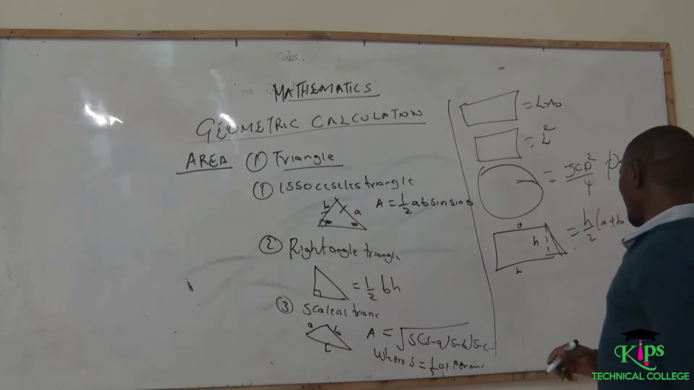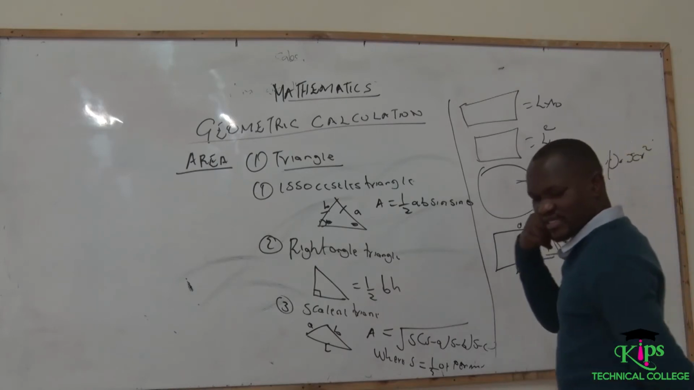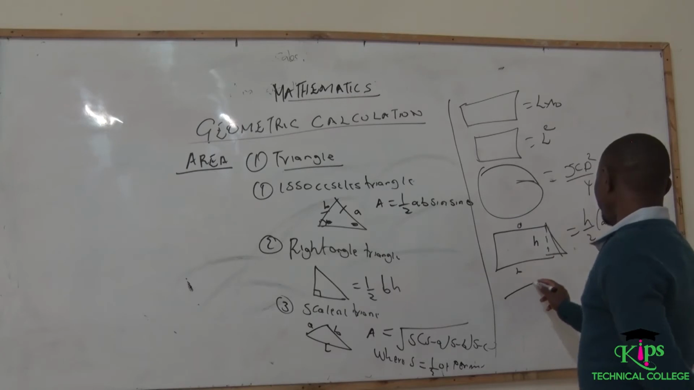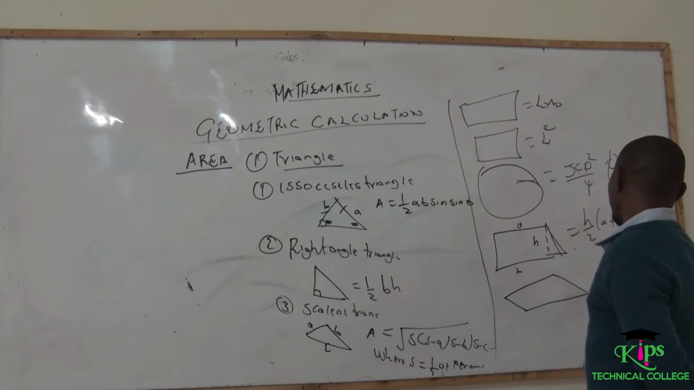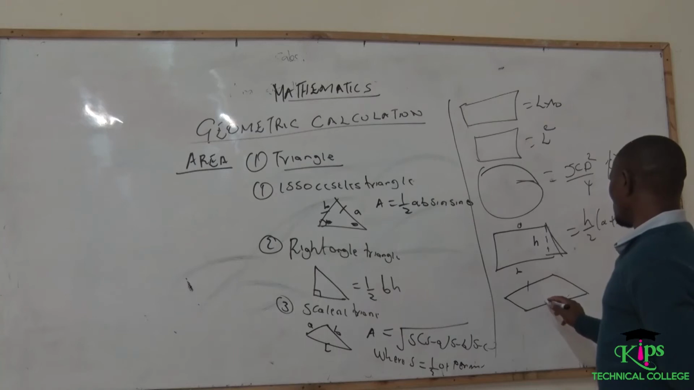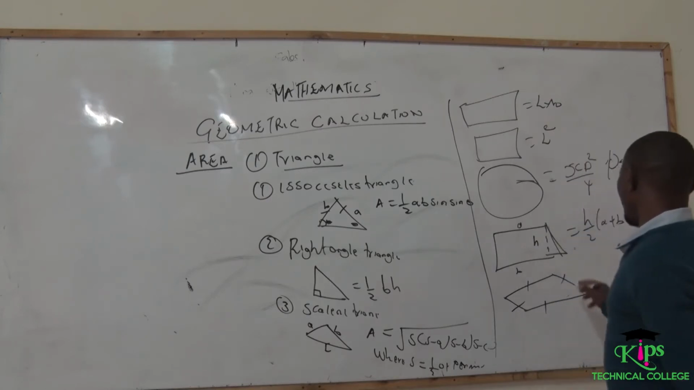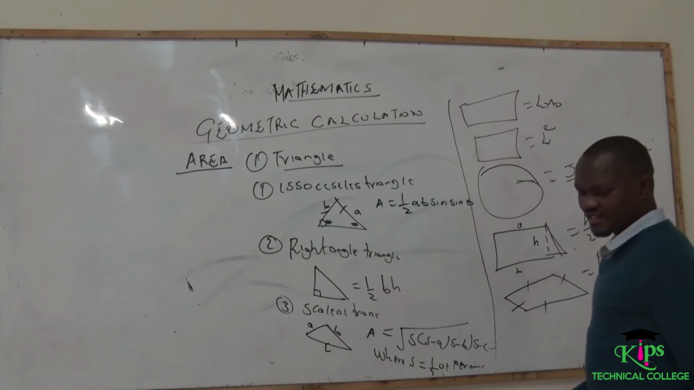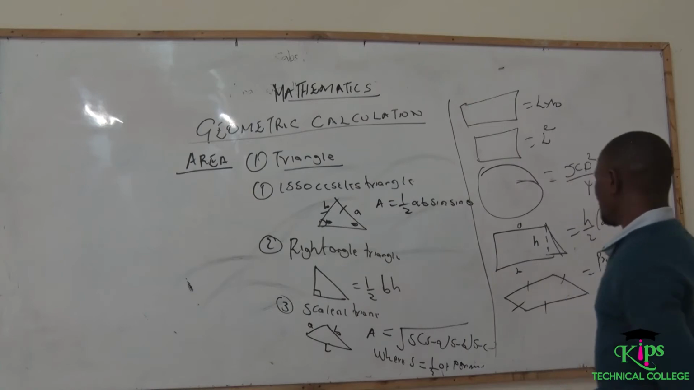We can have another type of regular shape, which is called a parallelogram. A parallelogram is a four-sided figure where two opposite sides are parallel and equal, meaning this side is equal to this one, and this equals this. So for us, the area is given as the product of diagonals divided by 2.